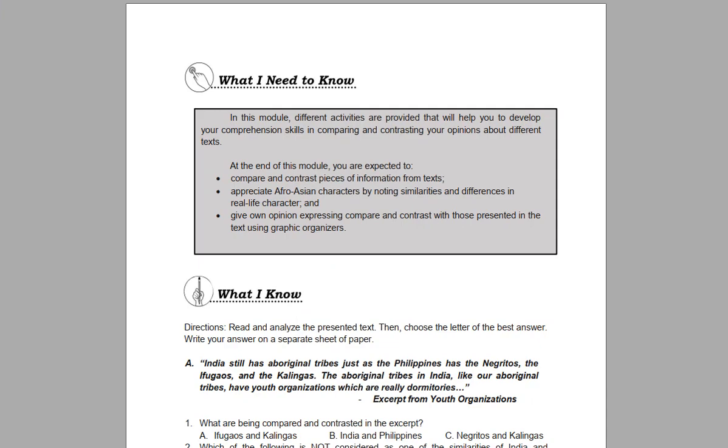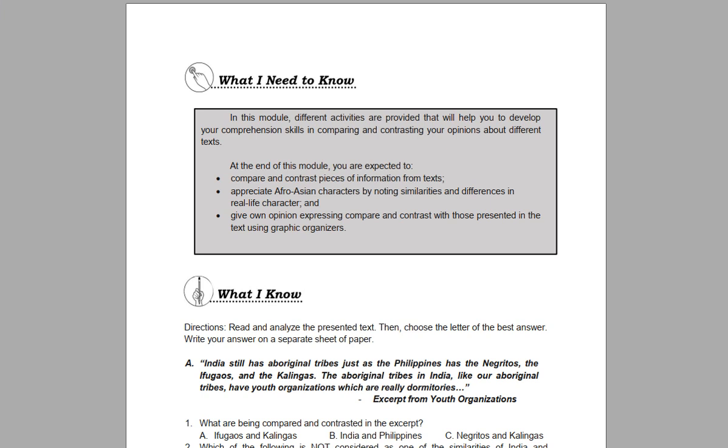By the way, these are the objectives in this module. Different activities are provided that will help you to develop your comprehension skills in comparing and contrasting your opinions about different texts. At the end of this module, you are expected to, number 1, compare and contrast pieces of information from text. So you will learn not only to compare but also to contrast. Okay, you will know the difference between the two.